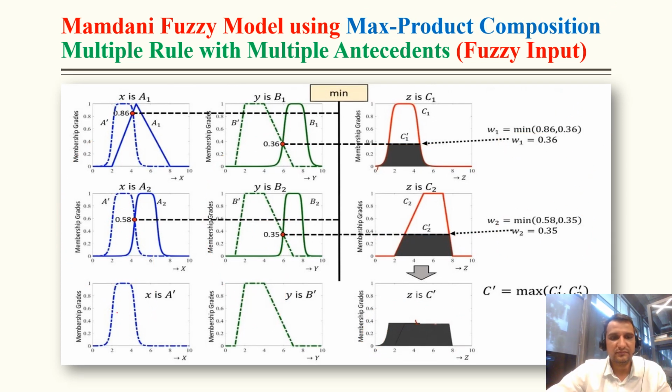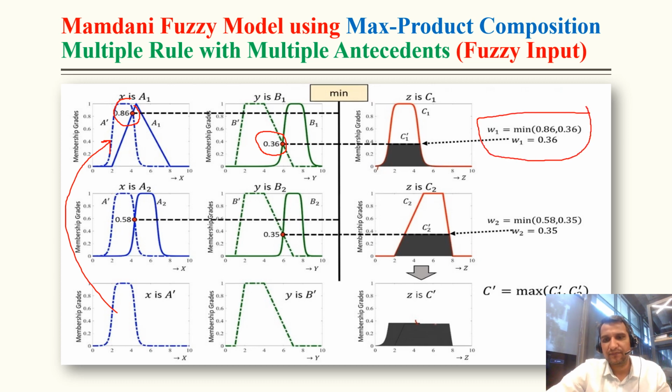Same. Now degree of compatibility for max product, so 0.86 and in this 0.36. So for max product, we have to multiply both these values, and after multiplication it comes out to be... Okay, most probably this is the wrong slide, so just forget about this max product.